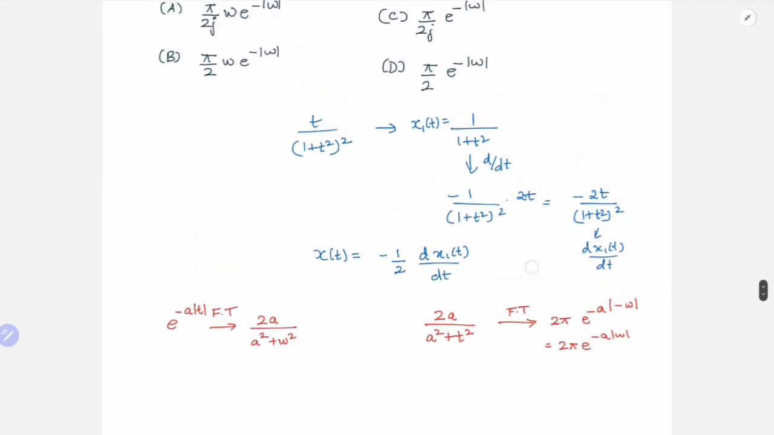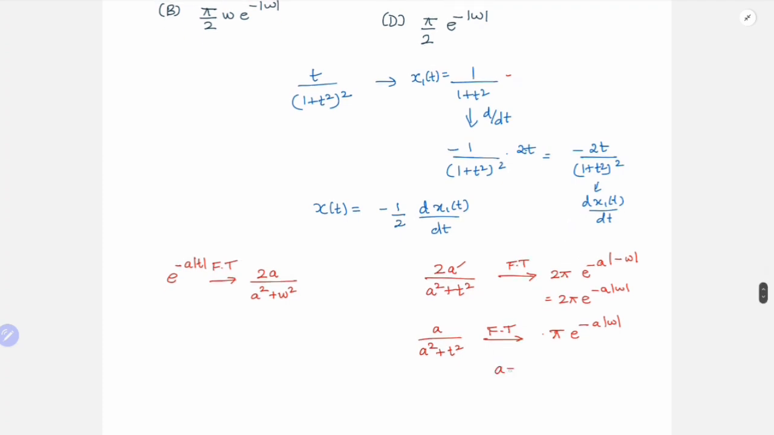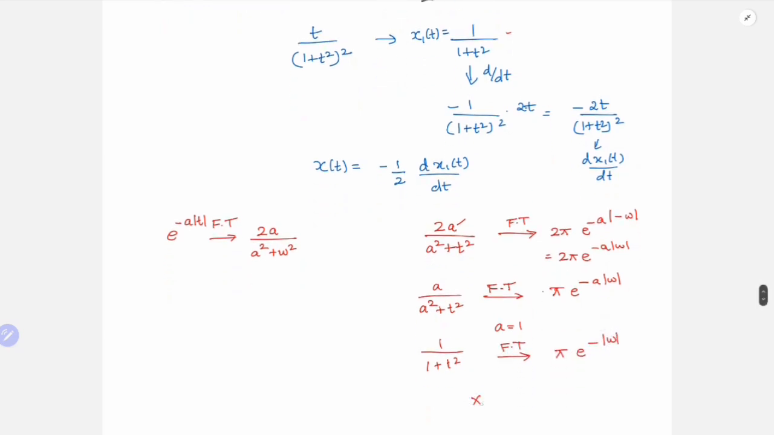So if I observe this and this, I can take 2 to the other side, basically dividing by 2, right? So I'll get pi e power minus a mod omega. So now if I use a equal to 1, then 1 by 1 plus t square has a Fourier transform pi e power minus mod omega. So x1 of j omega is nothing but pi e power minus mod omega.